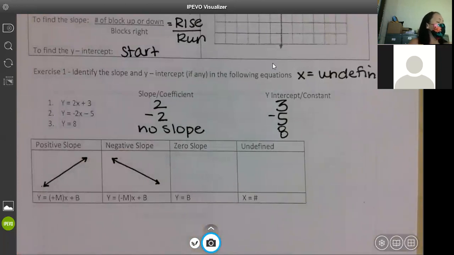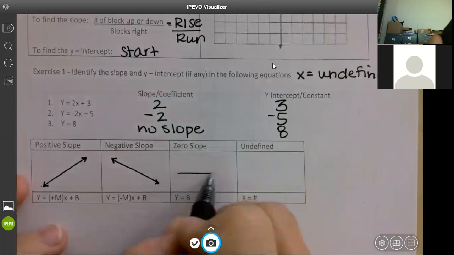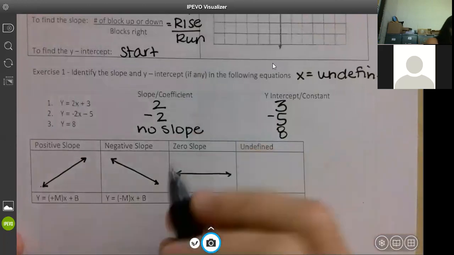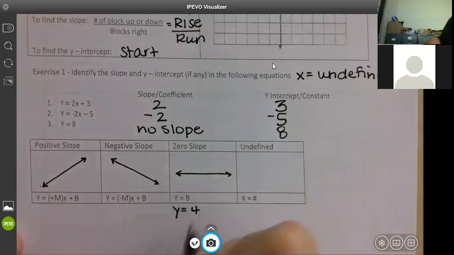Zero slope. If you're on flat ground, you have zero movement. Zero movement. And if you look, the equation is going to be something like y equals 4, y equals -2.